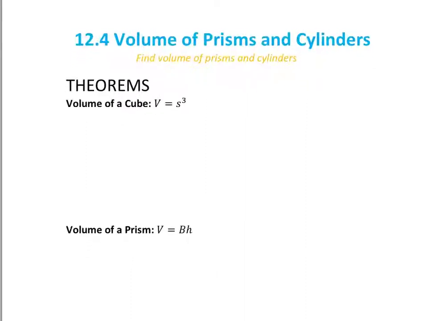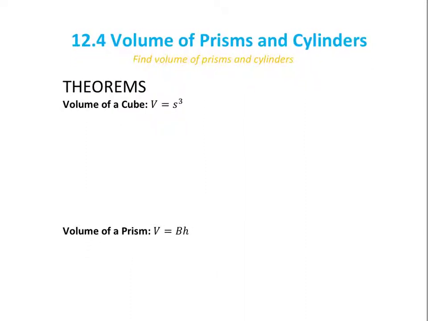Hey guys, so 12.4 talks about volume of prisms and cylinders. We already talked about what a prism is and what a cylinder is when we did surface area back in 12.2. Now we're just going to talk about the volume of that instead. Where surface area was basically adding up all the areas of all the faces, volume is finding out how much space is on the inside of the solid that we're working with.